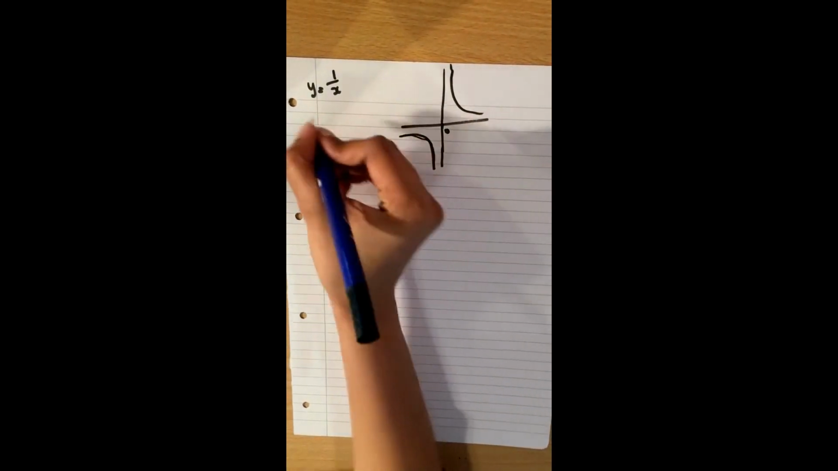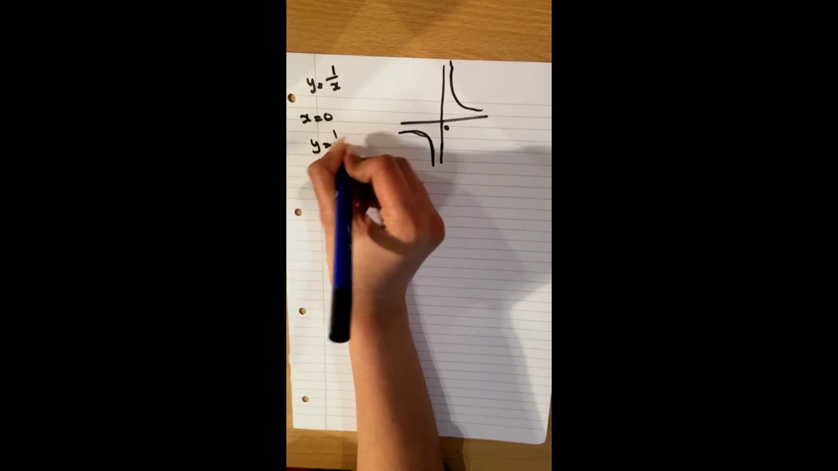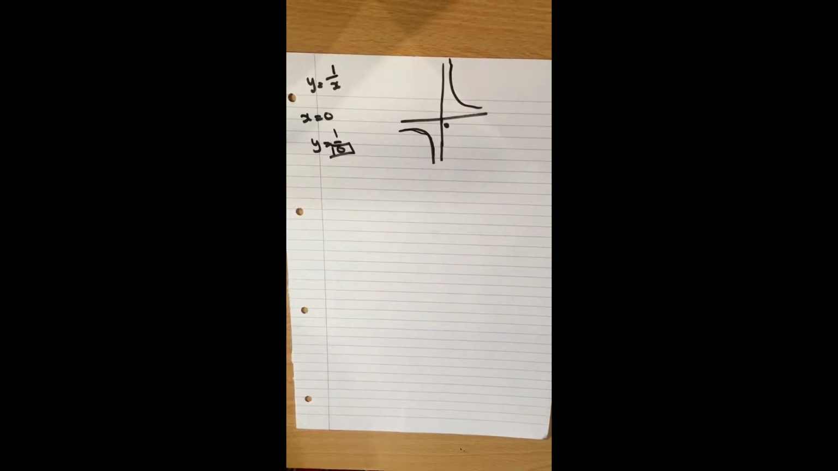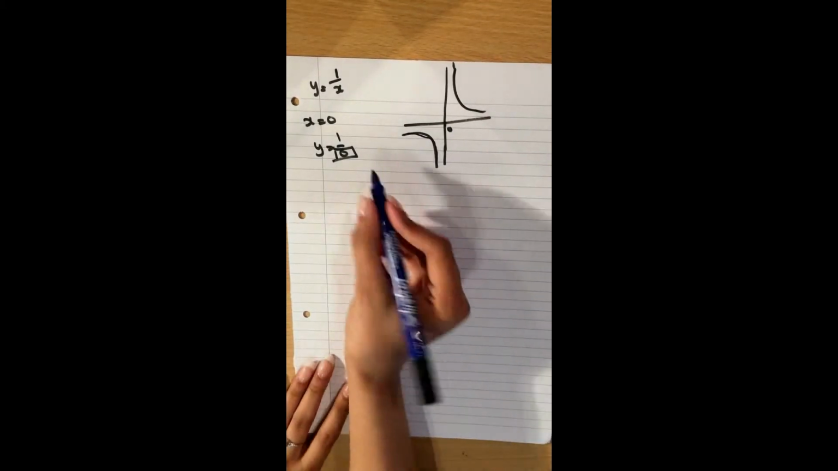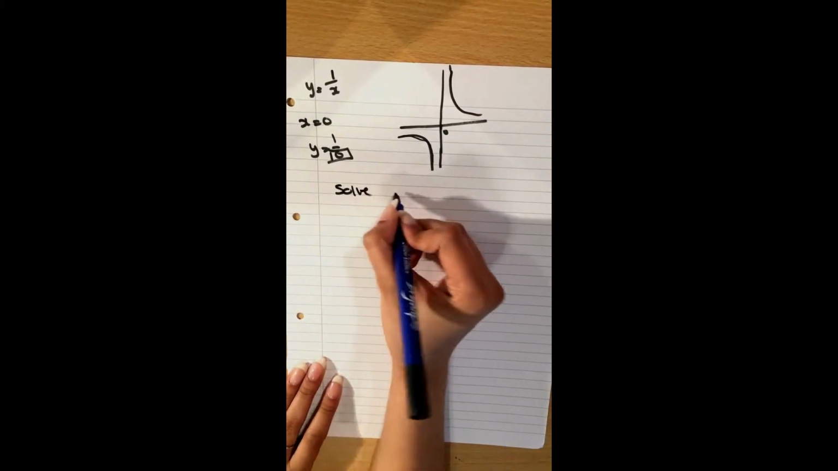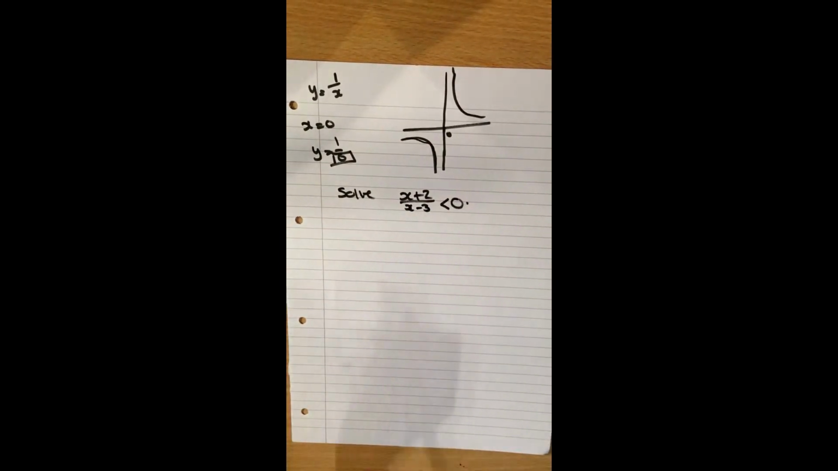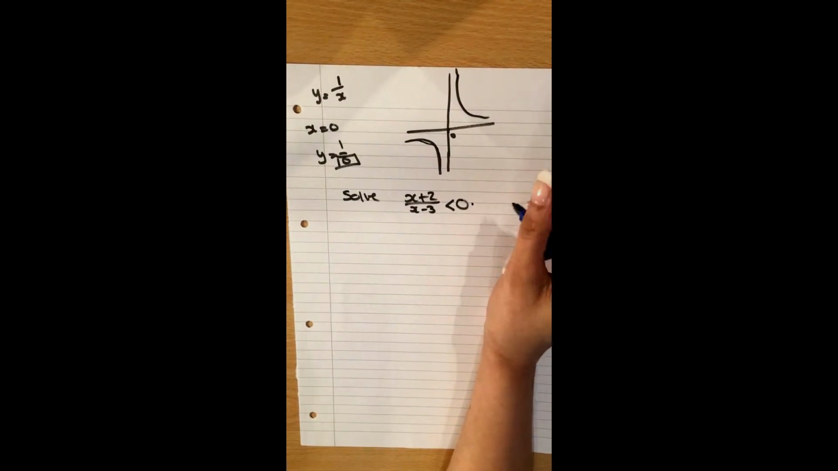That's because if we have x equals 0, y equals 1 over 0, and we can't divide by 0 because you'll get an undefined function. So what do we have to do with inequalities with asymptotes? Let us see an example. So if we want to solve x plus 2 over x minus 3 is less than 0, we have 0 on the right hand side, which makes things easier.